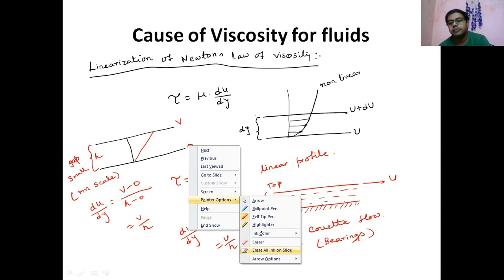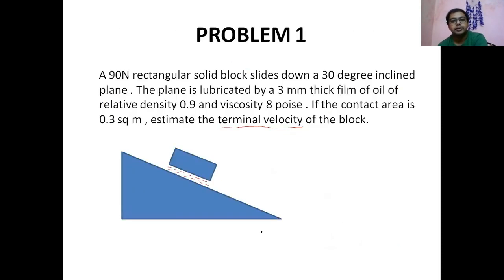So now directly we come to the problems. Some problems we have seen. Problem number 1. A block is kept on an inclined plane. The inclined plane angle is 30 degrees.